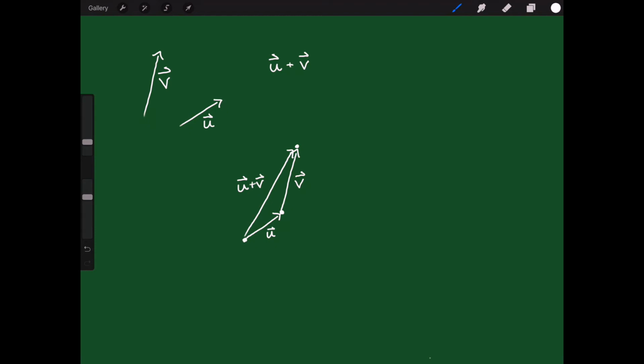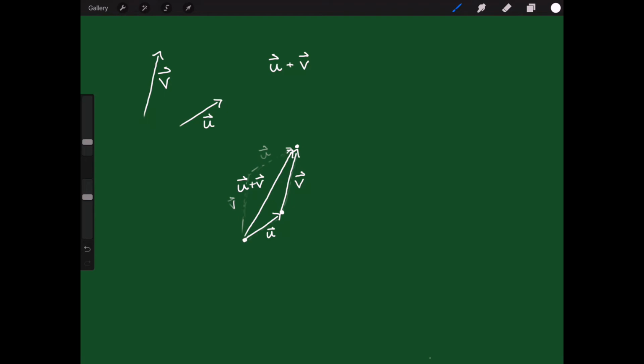Notice that it would have been the same if I had drawn v first and then done u. And actually, if I draw this perfectly, I get a parallelogram. So I could have done v first and then u, or u first and then v, and either way I'm going to get the vector u plus v.